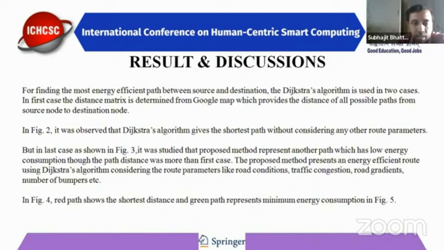Now the result and discussion. In the result and discussion, as I have already mentioned, the original Dijkstra algorithm tries to find the shortest path between the 2 points. Here we are calculating the energy consumption between the 2 points, considering all the other route parameters, and that energy is placed on the edges between the 2 vertices. With the help of the Dijkstra algorithm, we then try to find the minimum energy consumption between the source and the destination. Energy consumption can vary due to different factors, such as road condition, traffic congestion, road gradient, and number of bumps. These parameters can change the energy consumption between the 2 points, and that has been written down here.